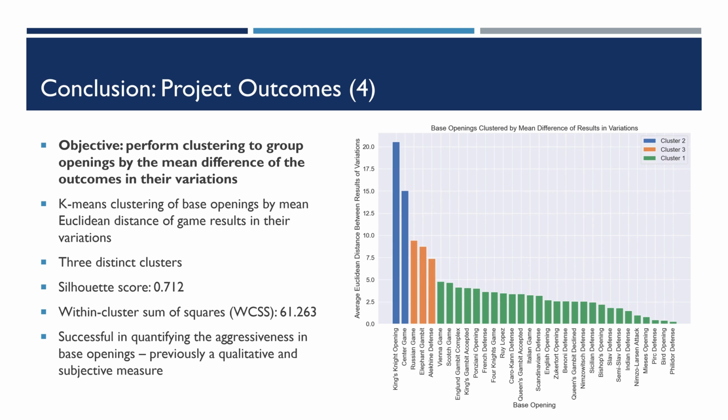Our final objective was to perform clustering to group openings by the mean difference of their outcomes in their variations. We performed k-means clustering to create 3 distinct clusters, as you can see on the right. Our clusters achieved a high silhouette score of 0.712 and a WCSS of 61.263. This study was successful in confirming our initial hypothesis that aggressive base openings are more likely to have a large difference between the results of their variations, and vice versa. The clusters provide a mechanism for quantifying the aggressiveness of base openings, which is currently a qualitative and subjective measure.